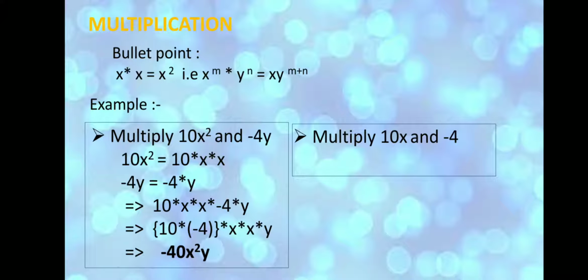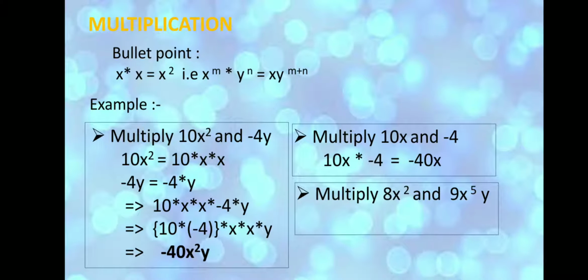Now, when you have to multiply 10x and minus 4, what will you do? You will multiply 10 into minus 4 and x will be multiplied at the other place. So what will be your answer? Your answer will be 10 into minus 4, which will give you minus 40, and you have a single x, which is equal to minus 40x.